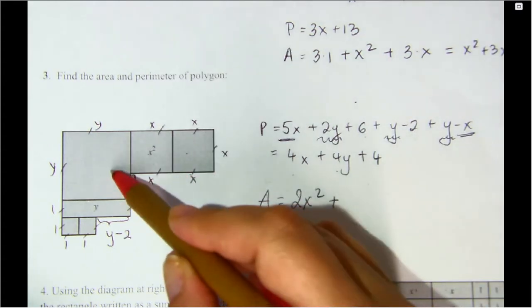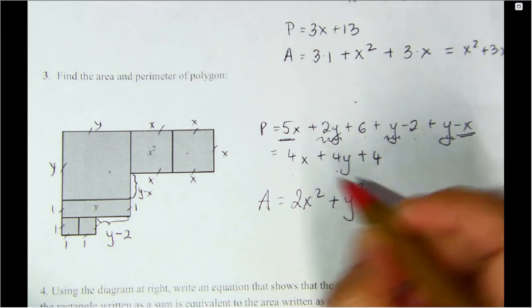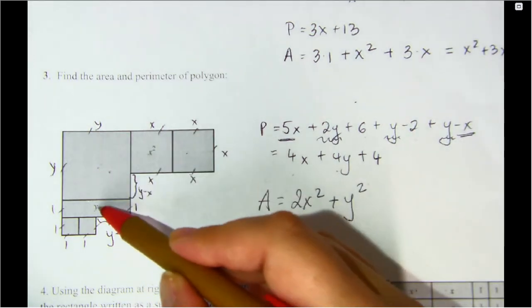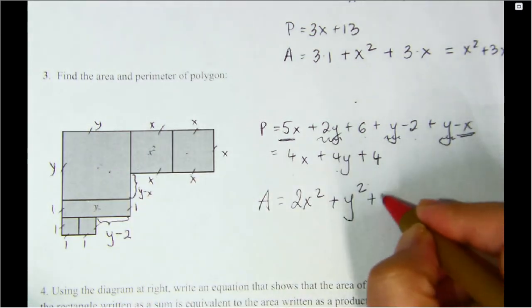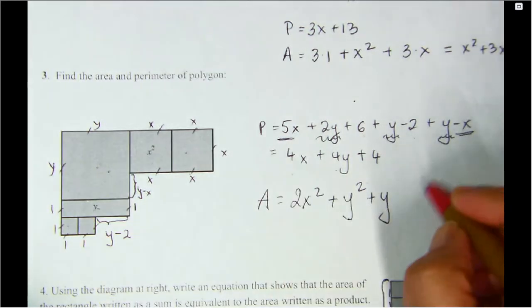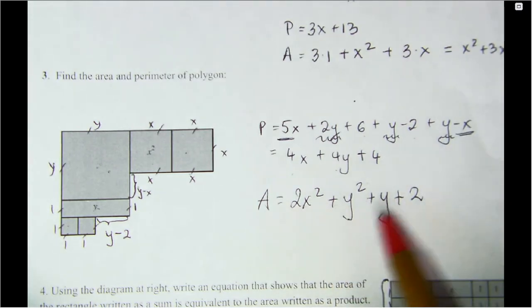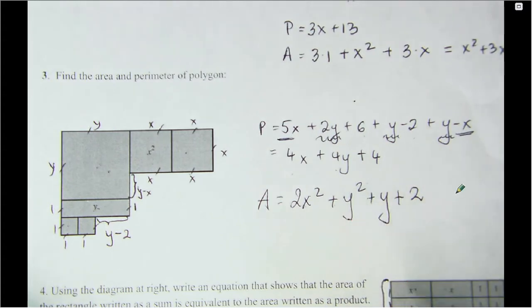I got one area of y squared, this one. I got one area of y, and I got two areas of just ones. I can't combine anything. They have different powers and different variables. That will be my area.